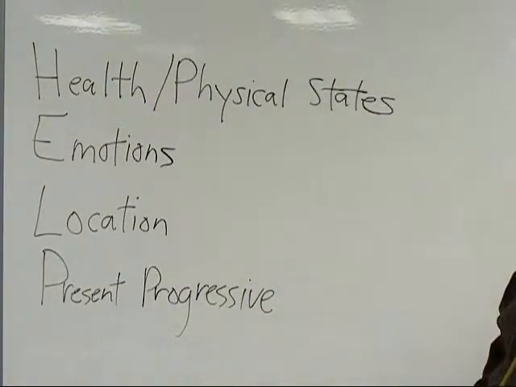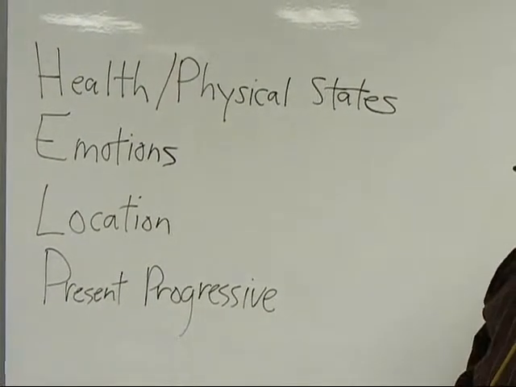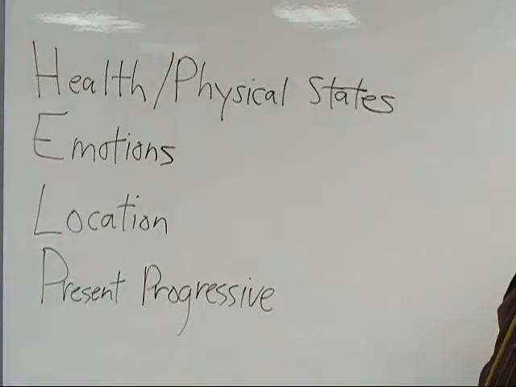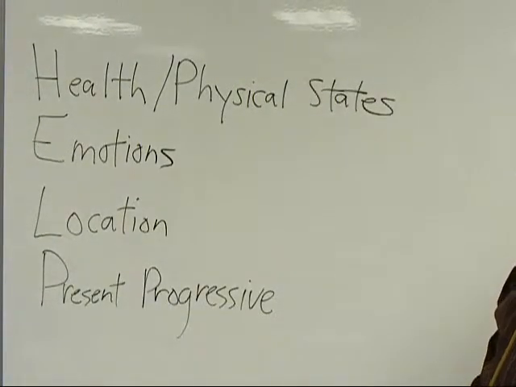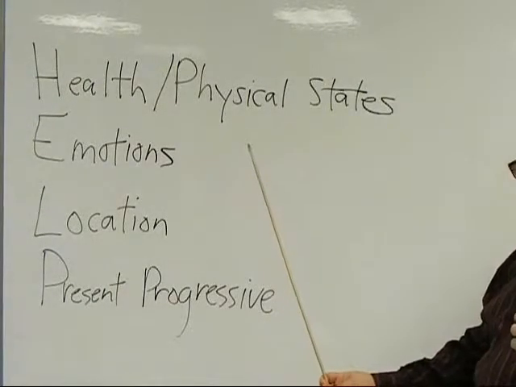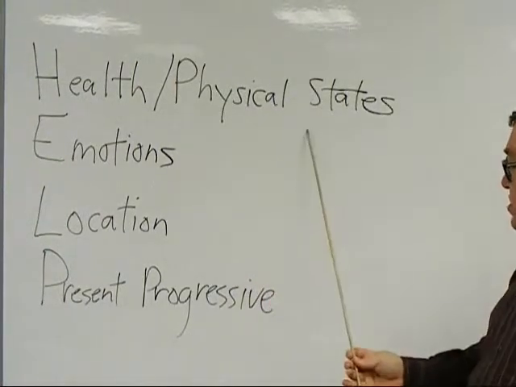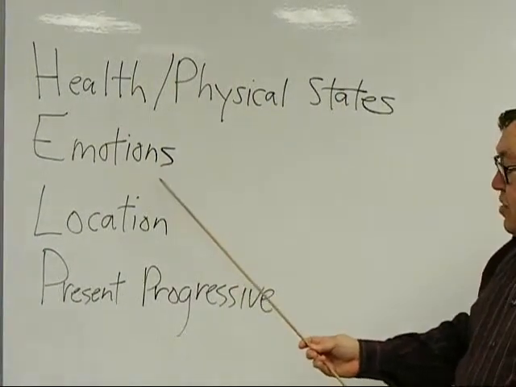So let's start with the idea of what is actually on page 98. They have the conjugation of the verb, which I'll get to a little bit later. But at the bottom of the page they have a list of words that go with estar. And those groups of words on that page go with the first 2 letters I have on the board behind me here, the H and the E. The H is for health or physical states, and the E is for emotions.